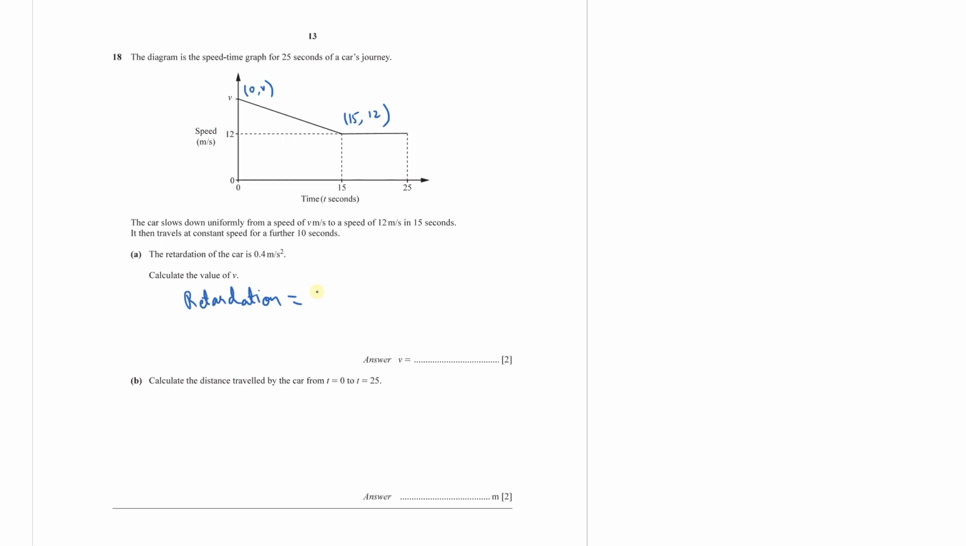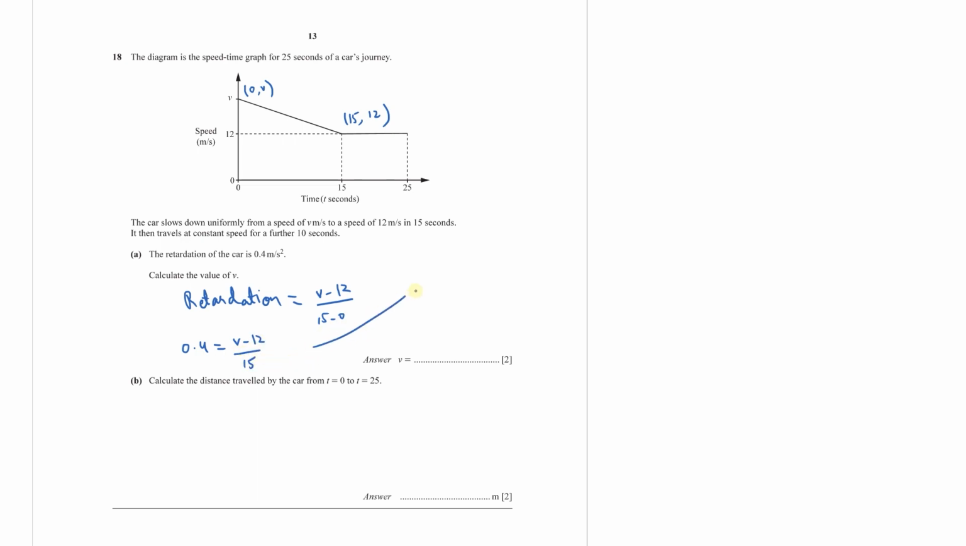Your initial speed was v and then you decreased it to 12. And how much time did you take? The change in time is 15 minus 0, 15 seconds. And you know that the retardation given here is 0.4. So 0.4 equals v minus 12 over 15.